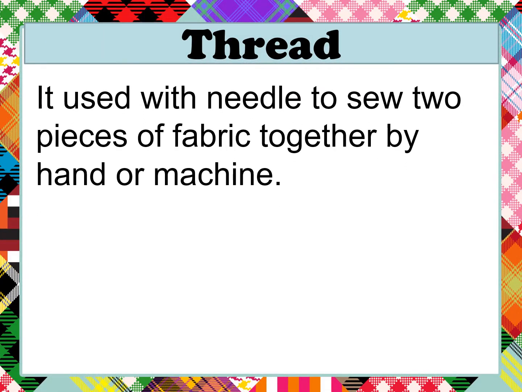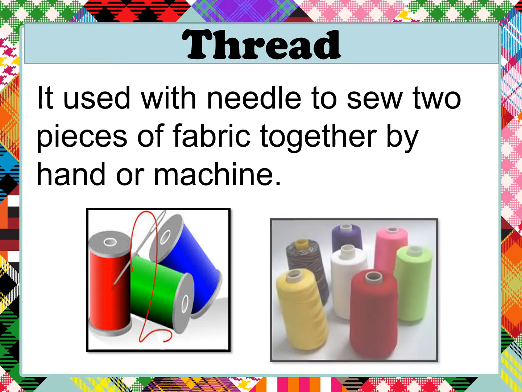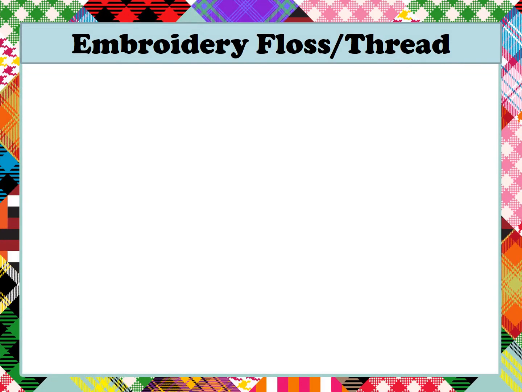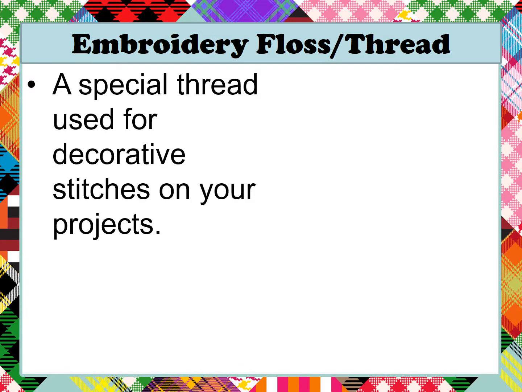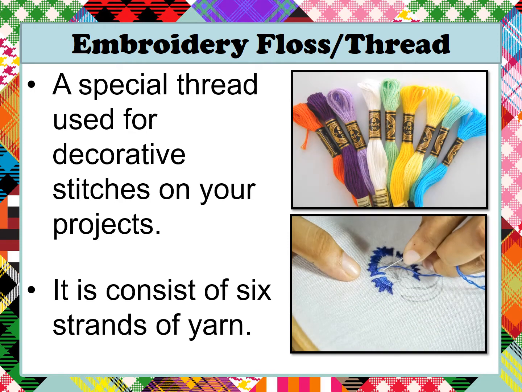Threads. It's used with needle to sew two pieces of fabric together by hand or machine, and the threads come in different sizes and colors. Embroidery floss or embroidery thread is a special thread used for decorative stitches on your project. It's an embroidery thread which consists of 6 strands of yarns. Now this thread will help in sewing embroidery stitches.